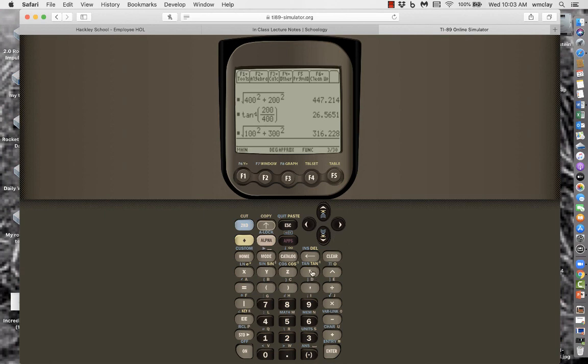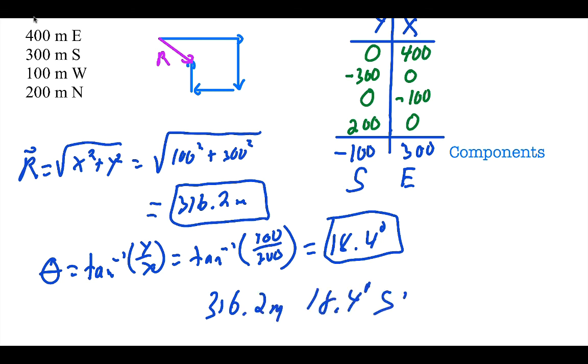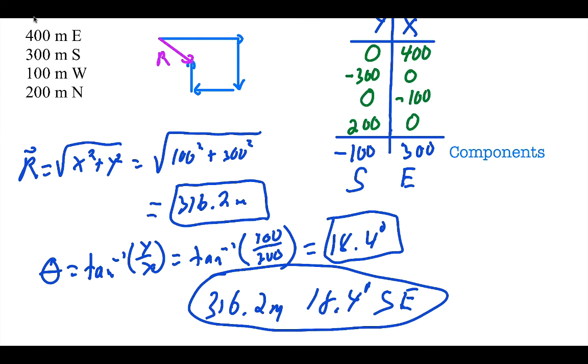Again, inverse tangent is this green button. So I hit that and this to open up inverse tangent. 100 divided by 300. Again, make sure you close the parentheses. And there's my angle, 18.4 degrees. So the complete answer to this is 316.2 meters, 18.4 degrees southeast. And that's all there is to it.